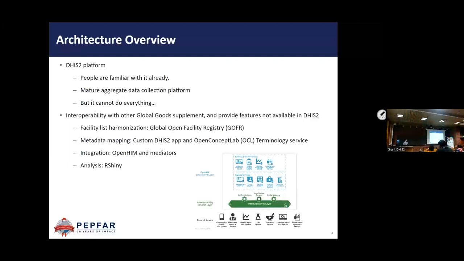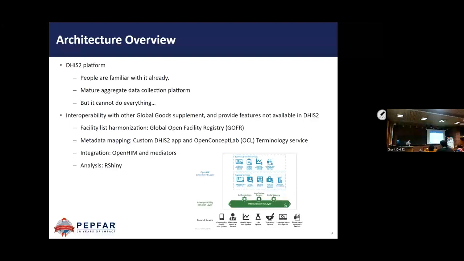And then we also do analysis outside of DHIS2 as well. Again, DHIS2 can do a lot, but not everything. So we use RShiny, where users are able to look at the data from a perspective that is not available in DHIS2.